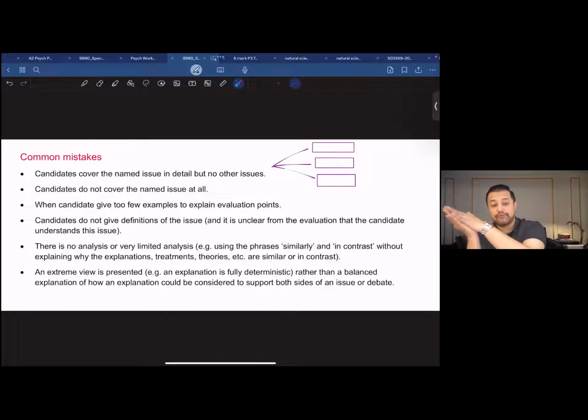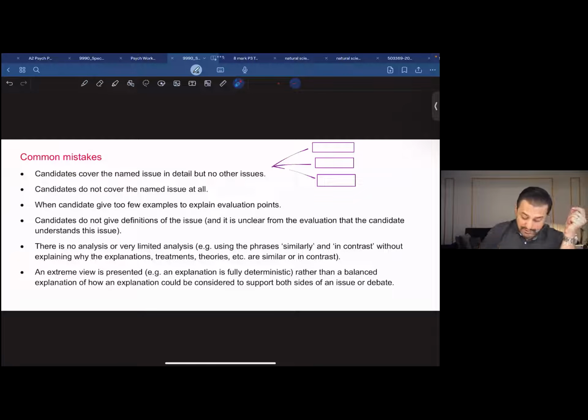So the first common mistake, many students, they end up explaining or evaluating through the named issue in detail, and then that's it. Then they wouldn't bring in other points under discussion. The first common mistake. The second common mistake, many students, what they do is they do not cover the named issue at all, which again would lose you a lot of marks.